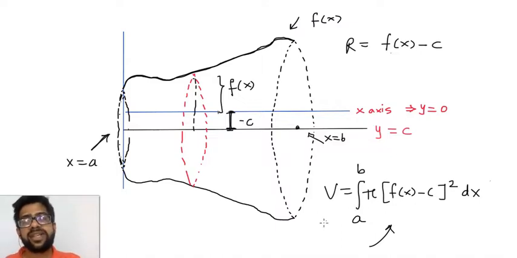Next, we will come up with the volume of rotation by the shell method and the washer method, which are also very interesting methods.